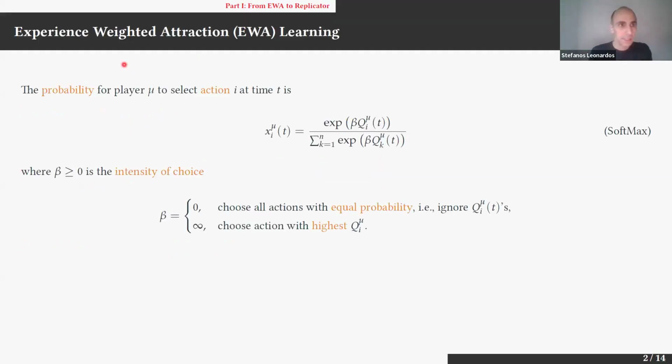Okay, let's start with the first part, experience-weighted attraction learning. This is a very general rule that was introduced by Camerer and Ho. I give some references at the end of this part. For now, we can have a look at this, and in the end, I will talk about the references, where this was developed and some main citations in the field.